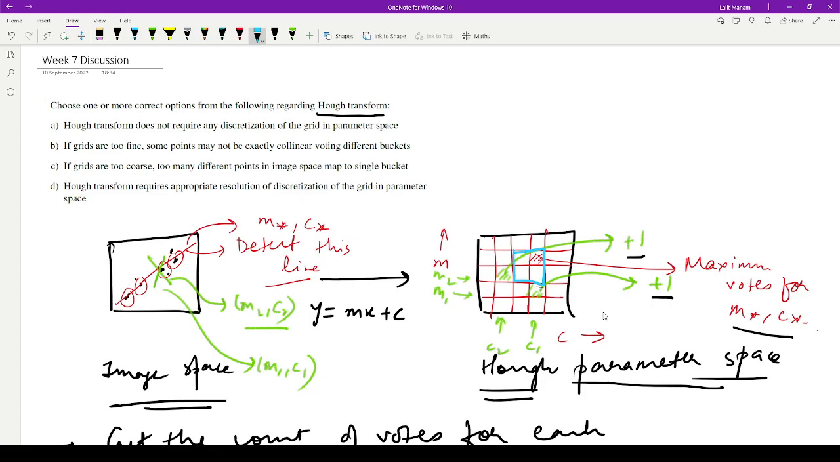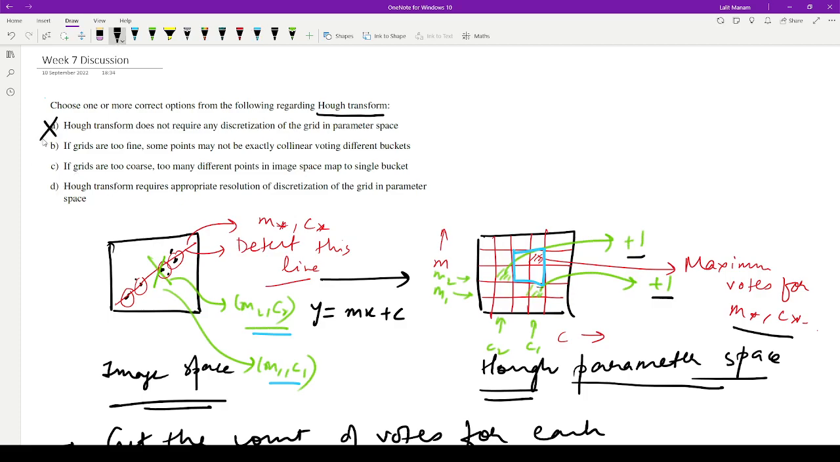Based on noise, how do you decide on the discretization levels? Yes, sir. Okay. So that M1 C1 and M2 C2, will there be other lines that are intersecting? So we'll try to find those points, or how is it? Yeah, we'll sweep through all M1s and C1s, M2 and C2 in this parameter space. Based on this, how many points does it cross through? We'll just increase the votes for that specific M and C combination, and then we just find the maximum.